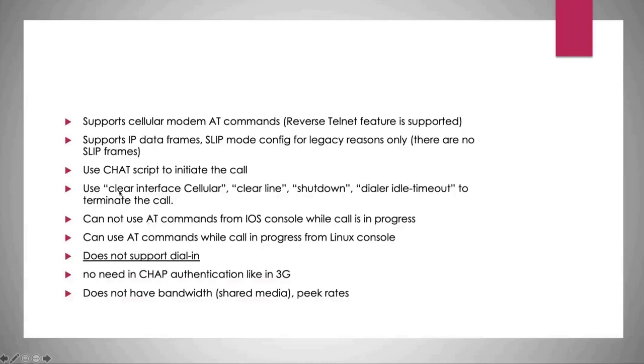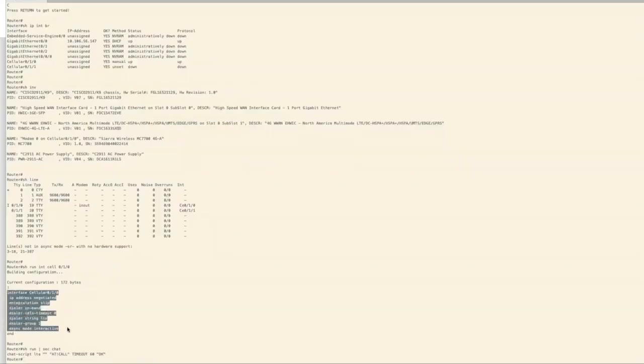Okay, and how do you clear the call when it's going on? Like say I have a cellular connection up and I want to clear that connection. I want to shut it down. So you can either clear the interface, you can clear that particular line, you can shut down. You can also give something called dialer idle timeout. So under the cellular configuration, you have dialer idle timeout 0. I've given it as 0 because I don't want it to be timed out. But say if you want to time it out at 60 seconds, you can put 60 here or 30, depending on what kind of connectivity your customer wants.